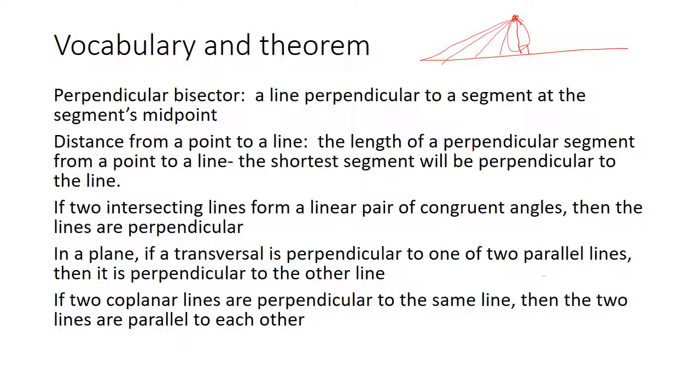If you have two coplanar lines that are perpendicular to the same line, then the two lines are parallel. So let's say we have this line, and we have a transversal coming down, and this one is perpendicular and this one's perpendicular. Then that means that this line, let's call this L and let's call this M, that means that L is parallel to M. If they're perpendicular to the same line, then they are parallel to one another.